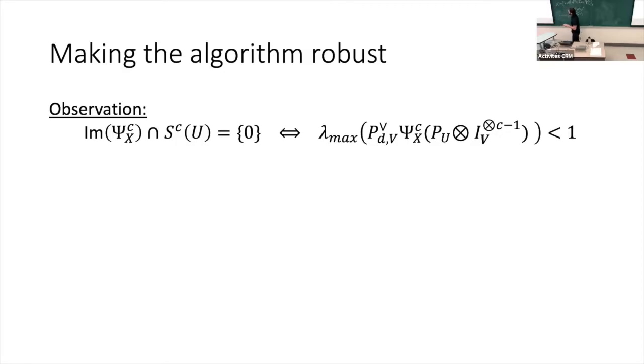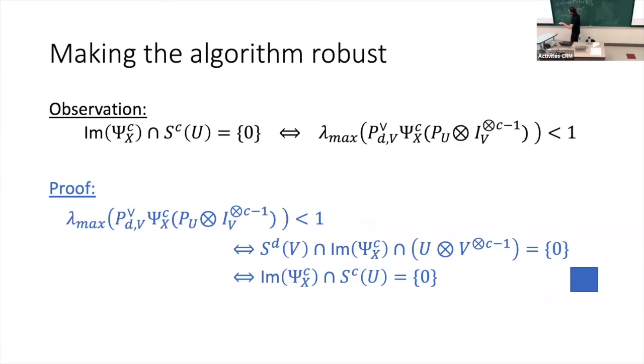So the first ingredient is to observe that we can phrase this algebraic condition as a condition on the maximum eigenvalue of a certain matrix. This matrix here is a product of 3 projections. You project onto the subspace U, tensor identity on the rest. You take psi, which is itself a projection, and you take the projection onto the whole symmetric space. Why is this true? Well, the maximum eigenvalue of a product of projections is less than 1 if and only if there's nothing in the intersection of the images of those projections.